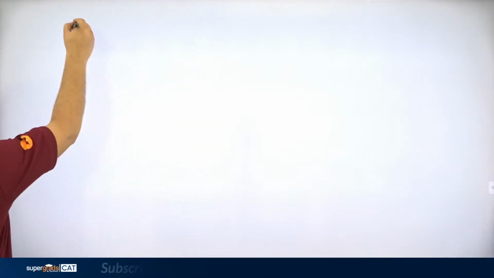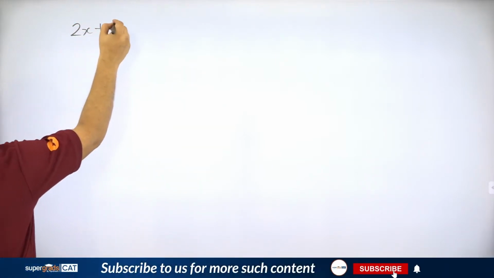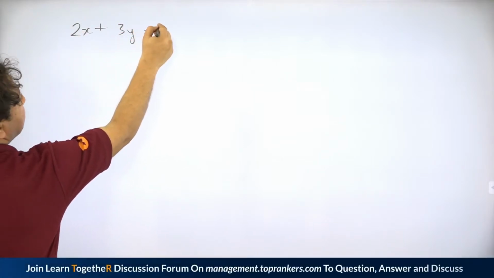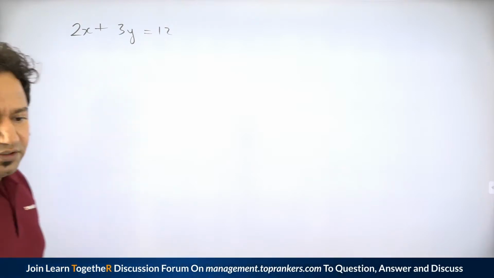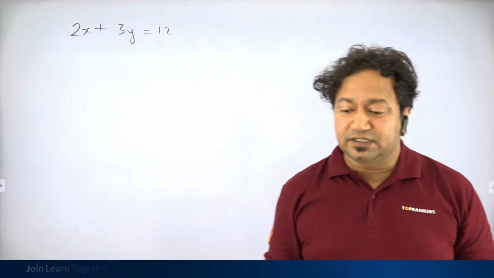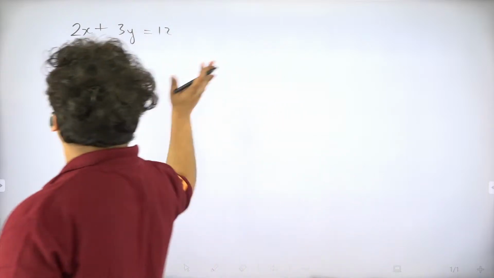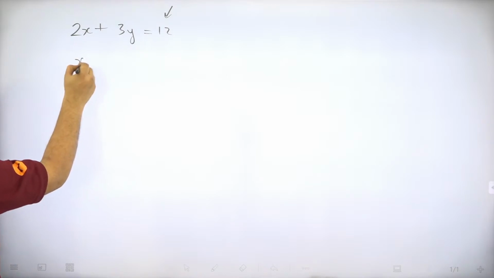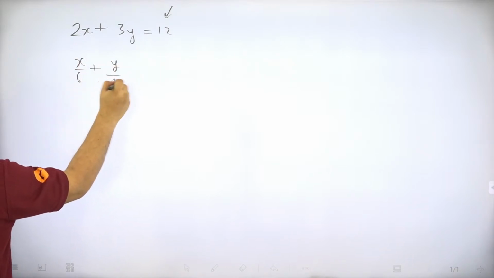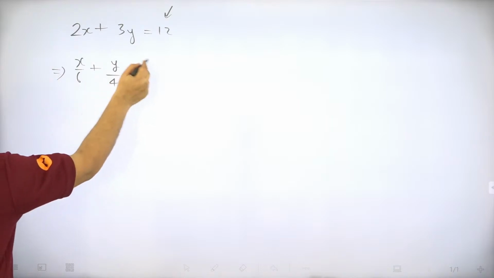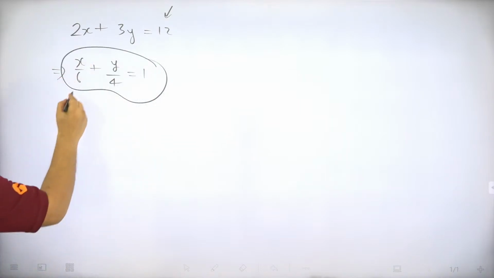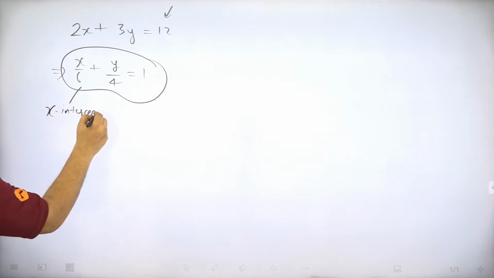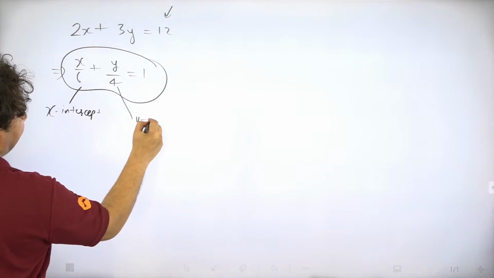So next, I'll take a linear equation in which x and y both will be present. Let's say 2x plus 3y is equal to 12. Now, to draw the graph of such linear equations, the best way is to divide the whole by this term. So if I divide by 12, I'll get x by 6 plus y by 4 is equal to 1. Now, the moment we get it, this 6 will be the x-intercept and this 4 will be the y-intercept.